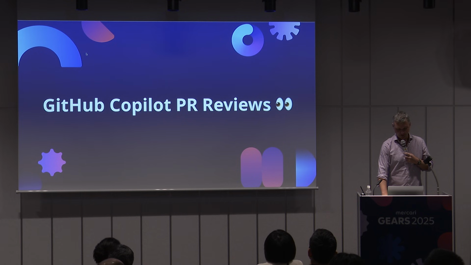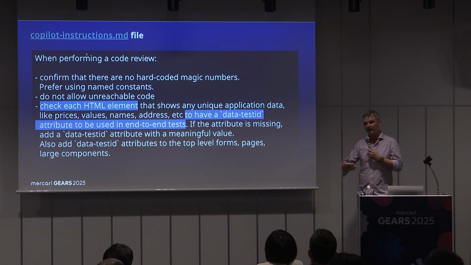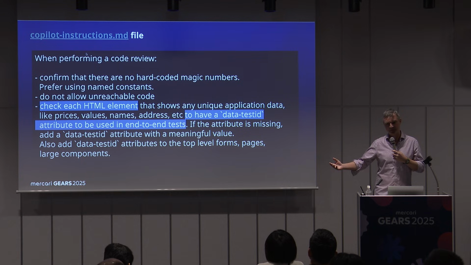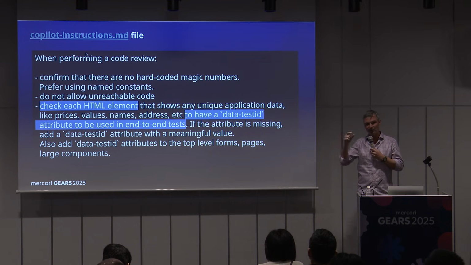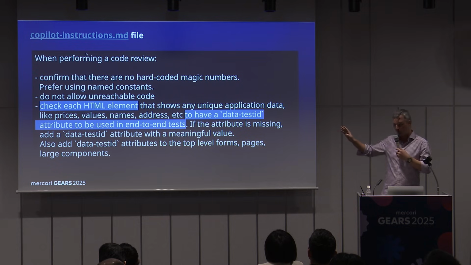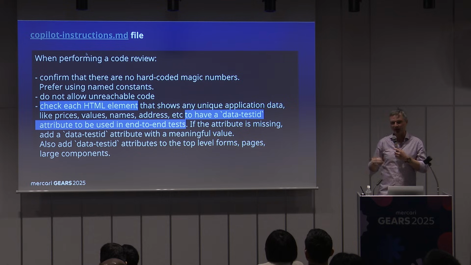Finally, we use Copilot pull request reviews. In addition to all the linters and all the standard stuff, you can write a Copilot instruction file. For example, if we use data test IDs, we want to have data test IDs for every piece of information that shows something specific, like price, maybe shipping method, and so on. So we do have in our Copilot instructions something like: check HTML element to have a data test ID to be used in end-to-end tests.